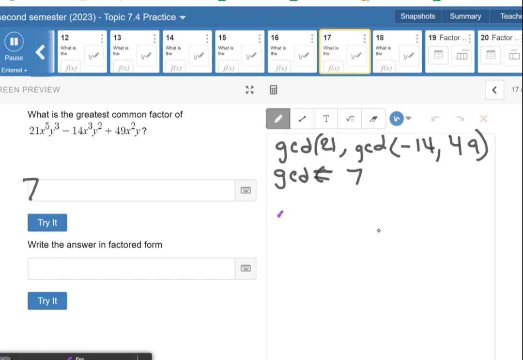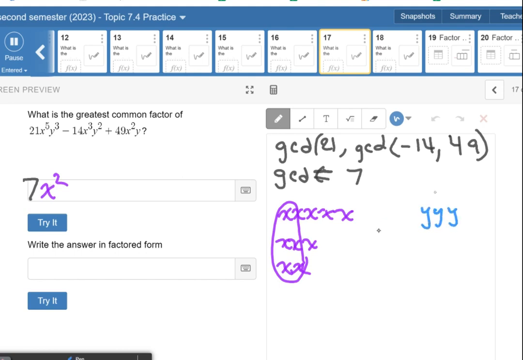Now if you look at the x's, I have x to the 5th, I have x to the 3rd, and I have x squared. So the most I can take out is x squared. And now you have to look at the y's. So I have y to the 3rd, another y squared, and a y. The most they share is a y. So you have to kind of look at that in 3 different parts. So this is going to be the GCF.